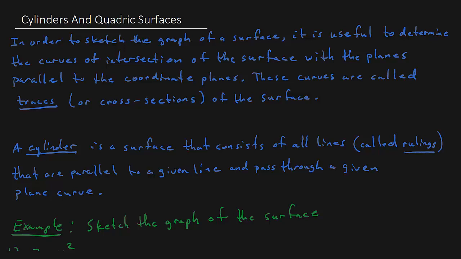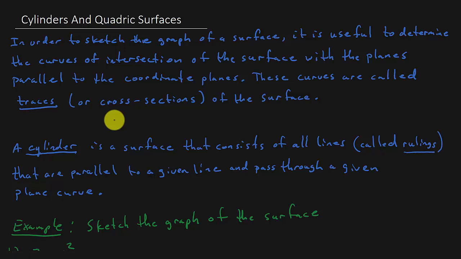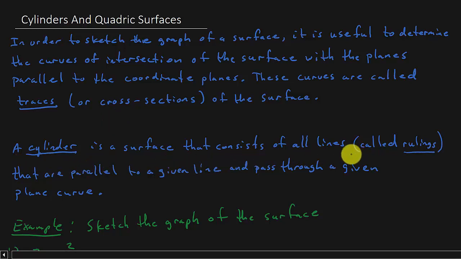It says, in order to sketch the graph of a surface, it is useful to determine the curves of intersection of the surface with the planes parallel to the coordinate planes. These curves are called traces of the surface or cross sections. I'll explain that more when we get to the examples. And then a cylinder is a surface that consists of all lines, called rulings, that are parallel to a given line and pass through a given plane curve. I'll show you what those are when we're working the problems also.